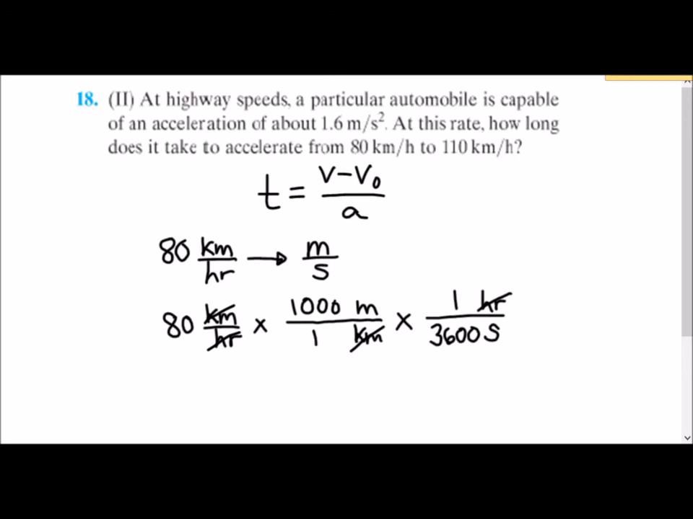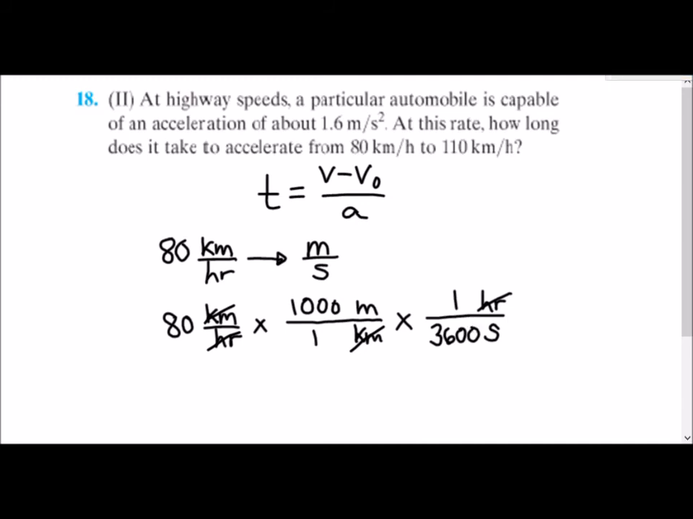So when I go through the process of taking 80 kilometers per hour times 1,000 meters over a kilometer times 1 hour over 3,600 seconds, I will have converted my kilometers per hour units into meters on top and seconds on the bottom, meters per second, which is what I wanted to do.